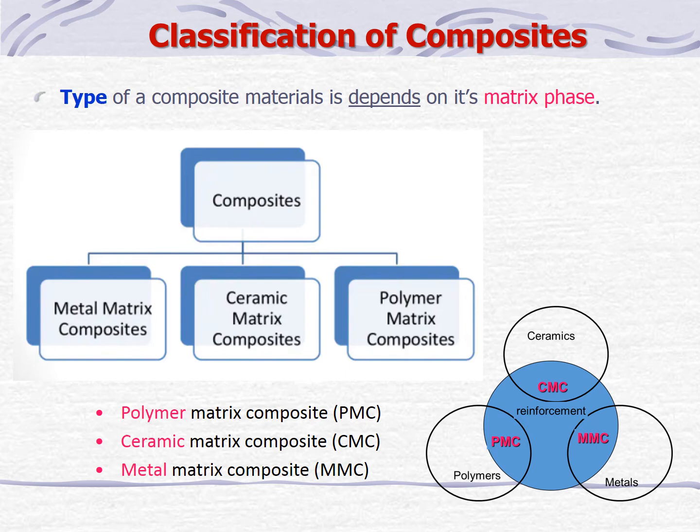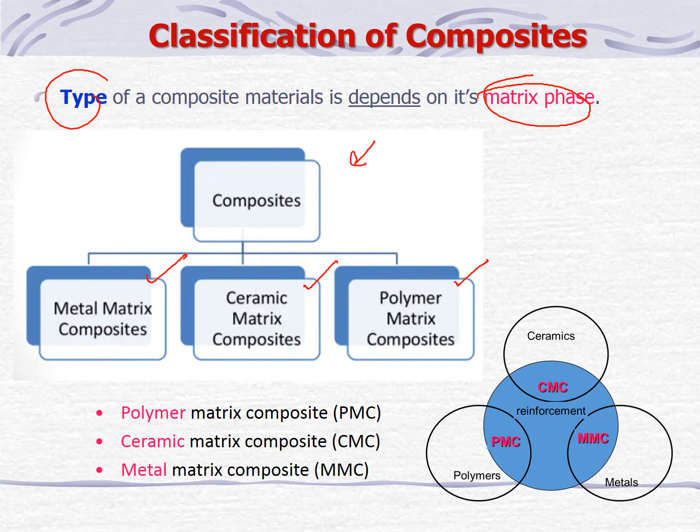This is about the classification of composites. The type of composite depends on its matrix phase. If you look here, there are three types of composite: one is the metal matrix composite, the second one is the ceramic matrix composite, and the third one is the polymer matrix composite. The name of each composite type depends on the matrix.